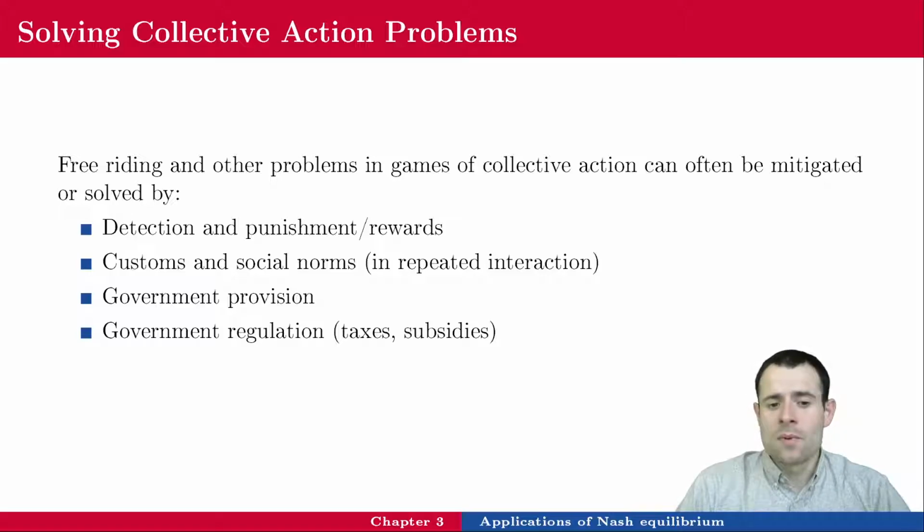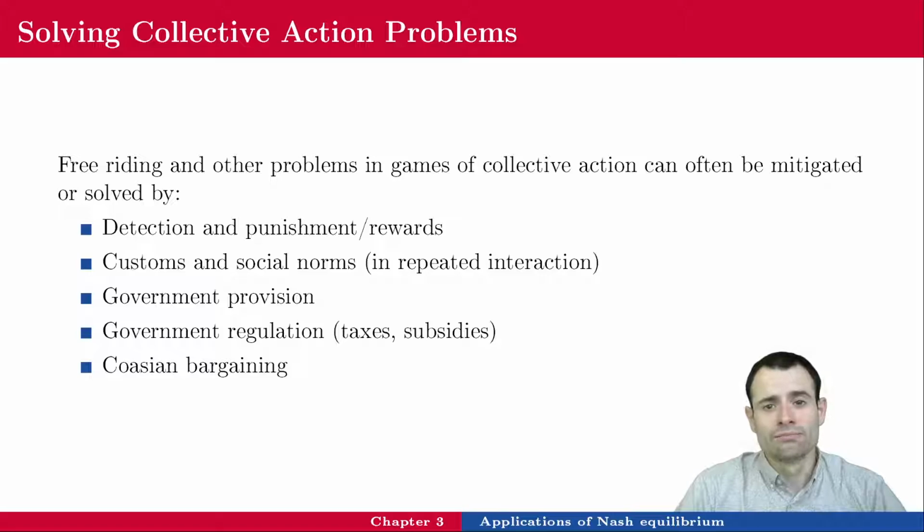Or it could be government regulation through taxes, through subsidies. If you remember, I talked about this in the externality problem. Public goods, after all, are an example or a special case of externalities. So a Pigovian tax or a Pigovian subsidy could give the proper incentives. We also talked about bargaining. Direct communication and bargaining could be a way to reach the efficient solution as per the Coase theorem.